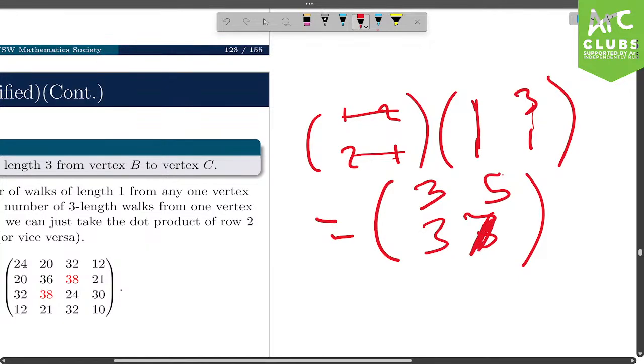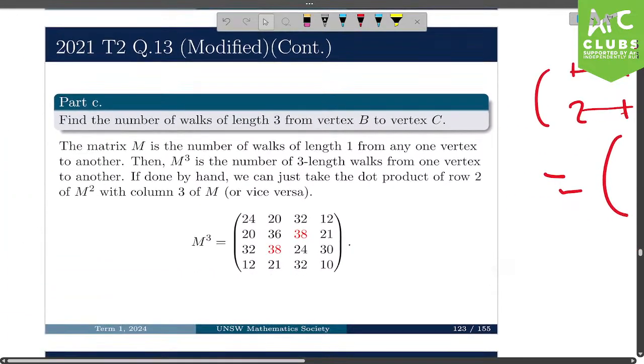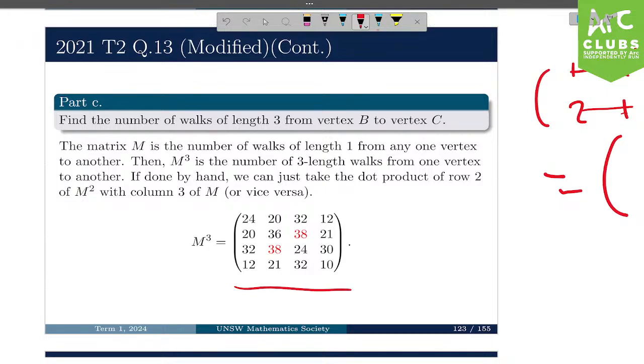7, sorry, got to add the 1. So that was a quick, dirty example. Feel free to revise matrix multiplication if you don't remember it. But here you can see this is our adjacency matrix. And if we want to know the number of walks from vertex B, which would be the second vertex, we read off the second row, and to vertex C, which is the third column, you only need to read off that element there. And you can see there are 38 length 3 walks.